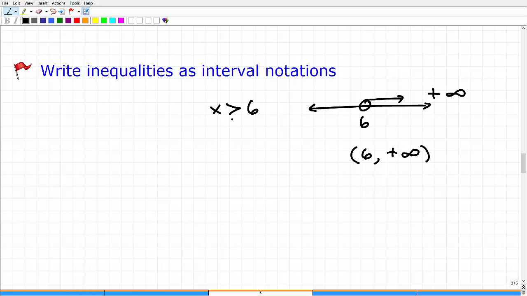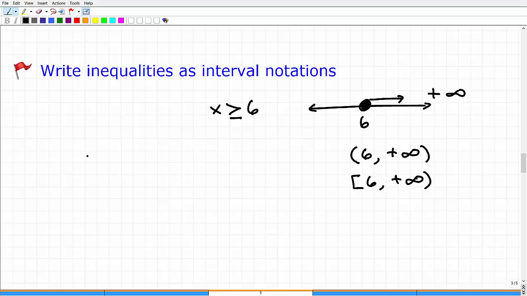Of course, if I had this as greater than or equal to, this would be closed, and now this would be bracket 6, comma, positive infinity. Now, of course, we're going to be doing a lot more of these problems and example sets, but I don't want to make it any more difficult than it has to be. You just have to get used to this. You don't necessarily have to write the graph, but it's good to be able to do that.